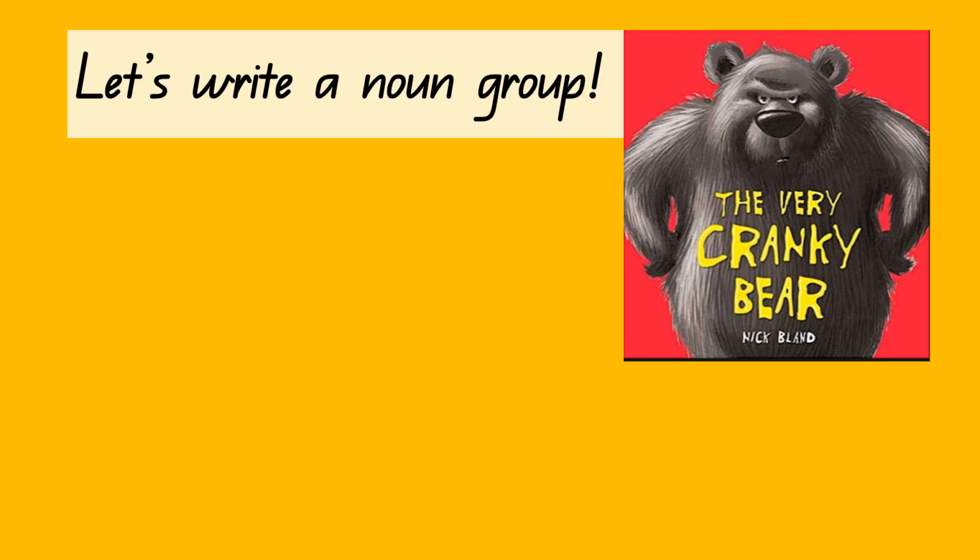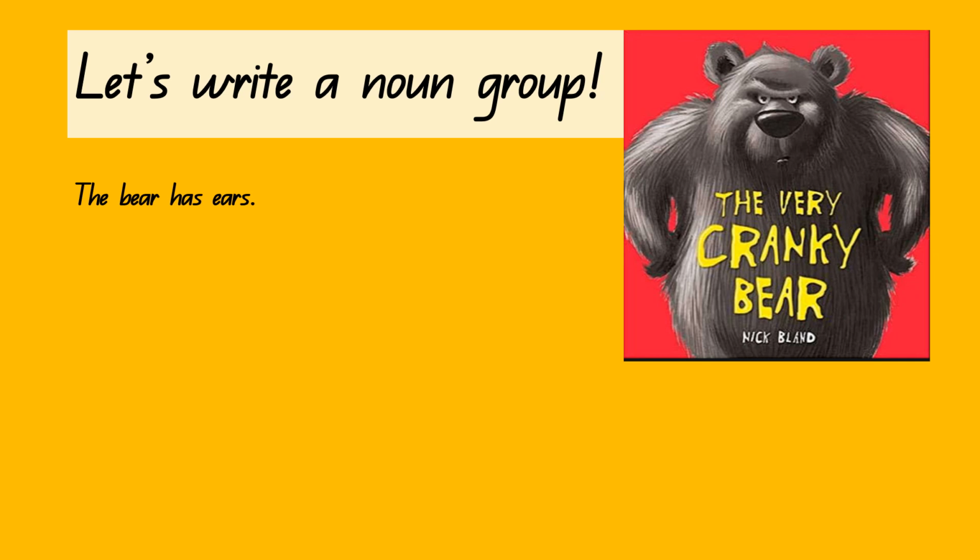Let's write a noun group to describe one of his features. I have chosen his ears. My sentence says, the bear has ears. Oh dear, that's a bit boring. We need to make our sentence a little bit more interesting. When authors write stories and they want to make their writing more interesting, they use words called adjectives. We know that adjectives are words we use to describe something.